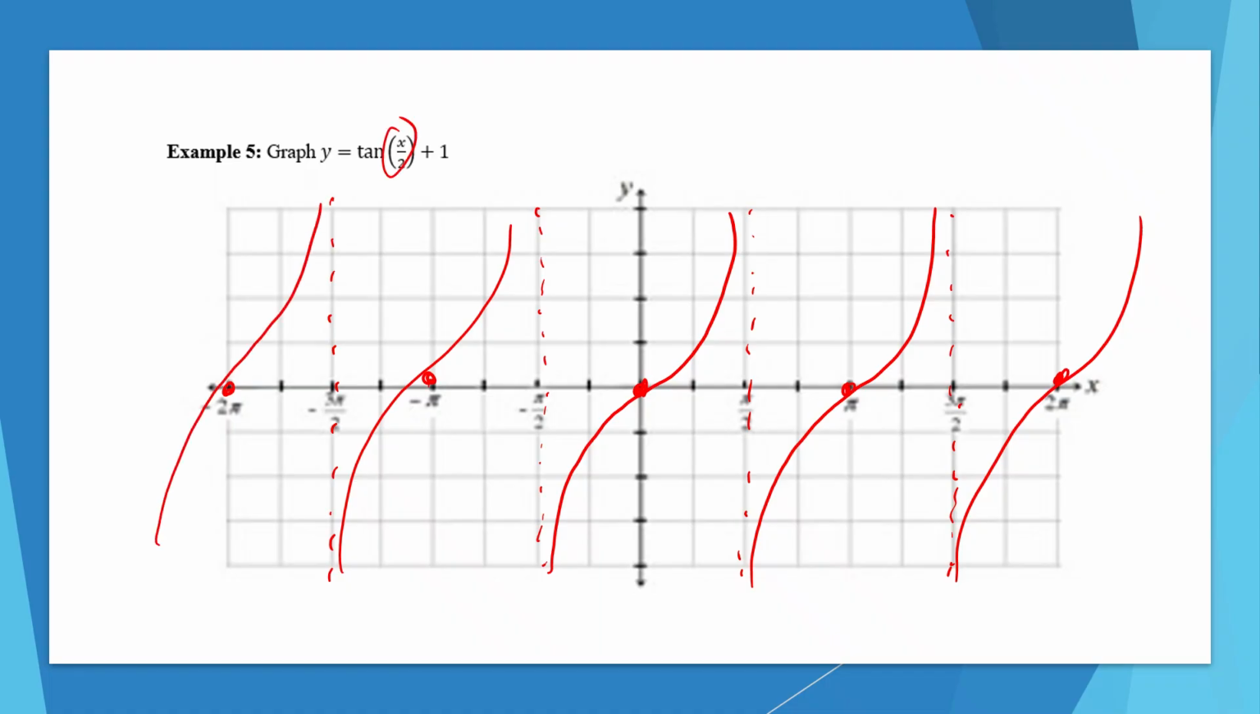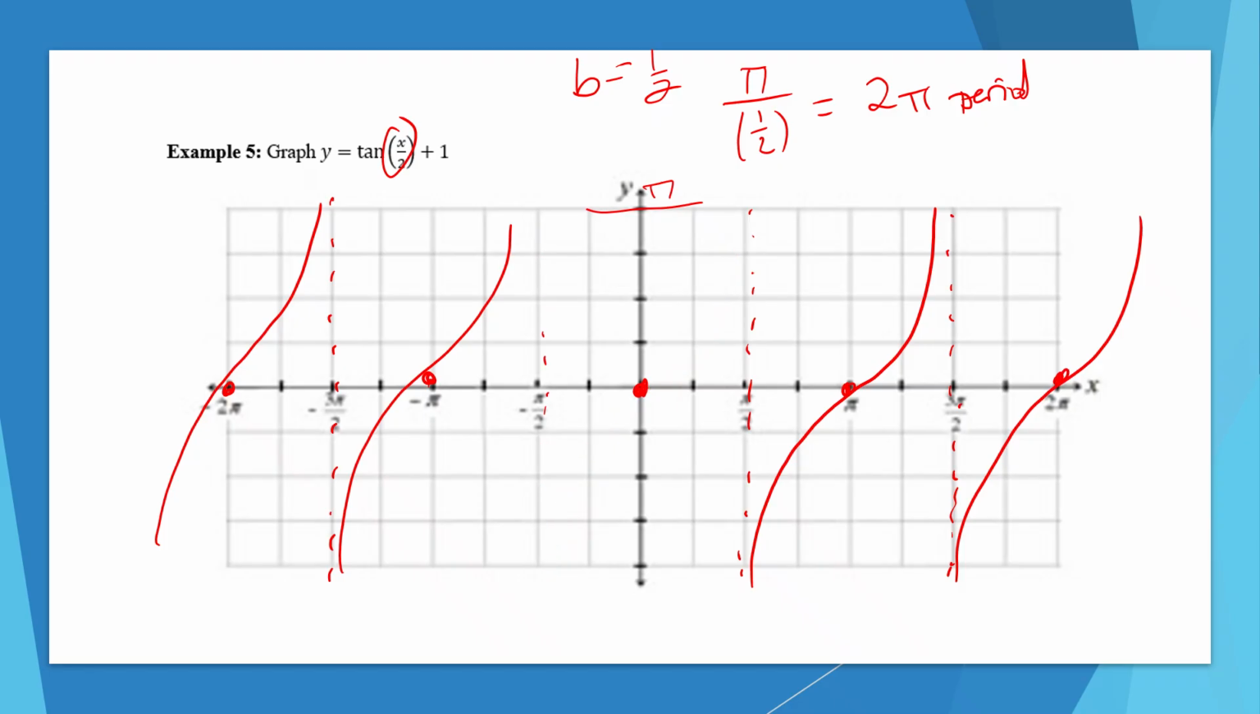Now let's take a look at what happens here. Our b value is now 1/2, which means pi over 1/2 is 2 pi. That's going to be our period. So our period is no longer pi. Our period is now 2 pi. So we have to stretch this graph out by 2. So let me redo that now and redraw these lines.